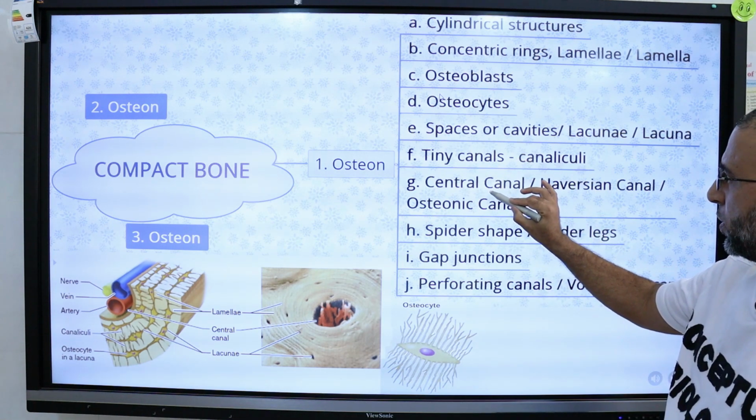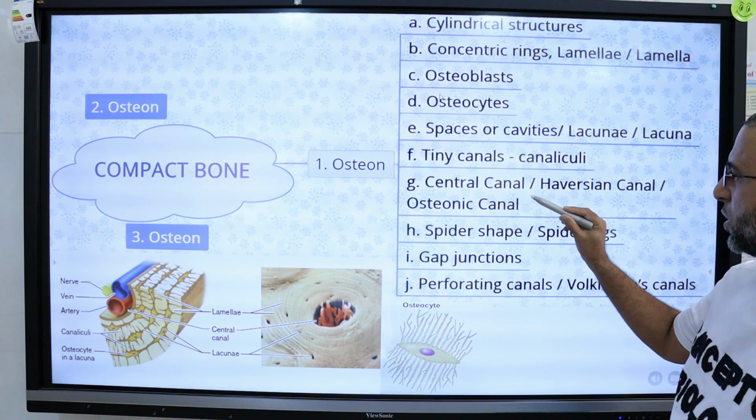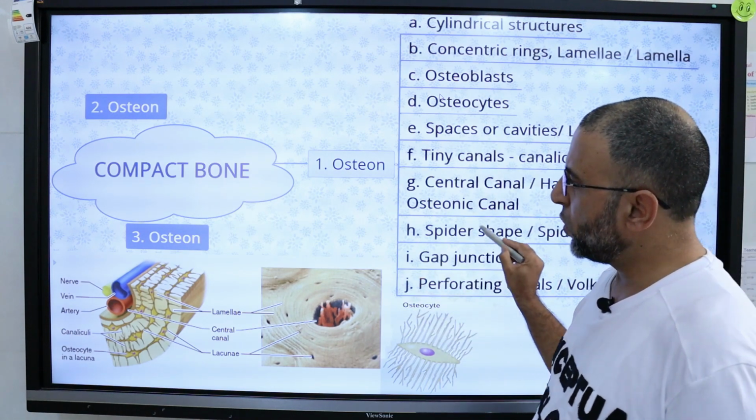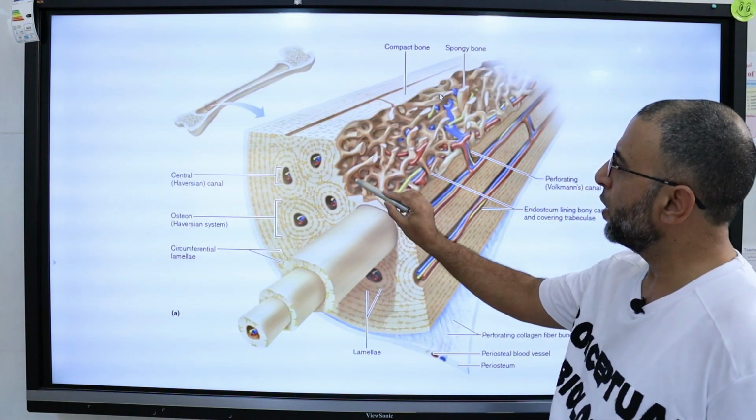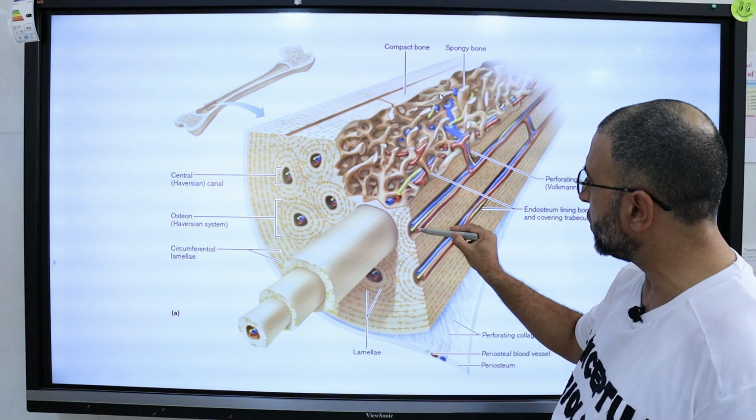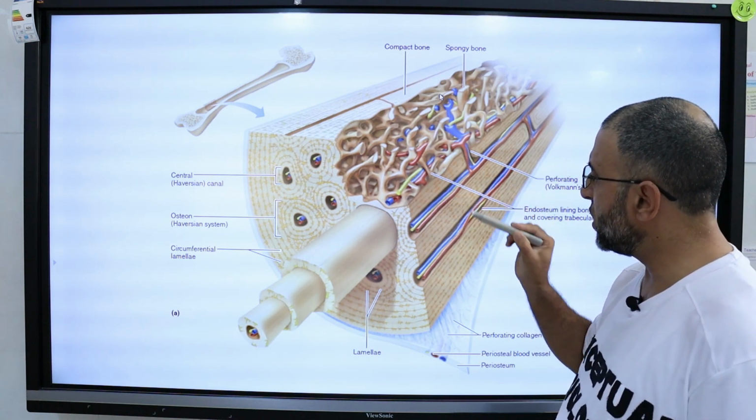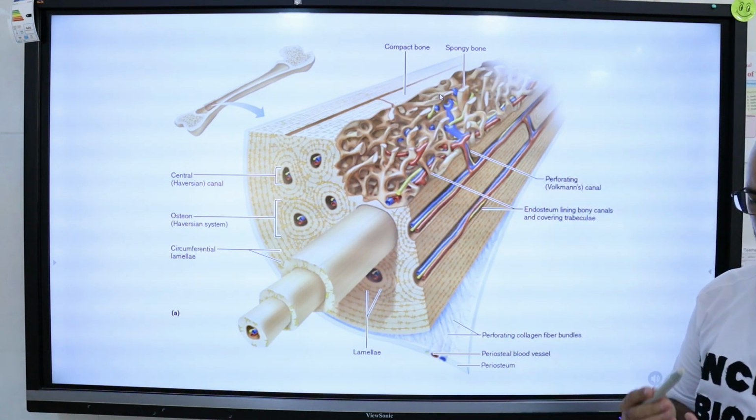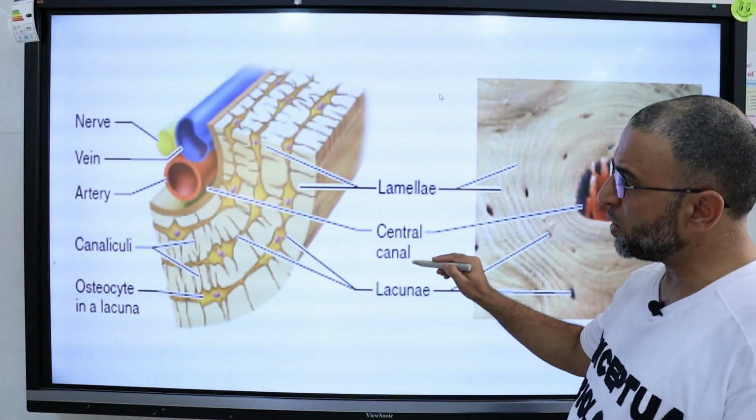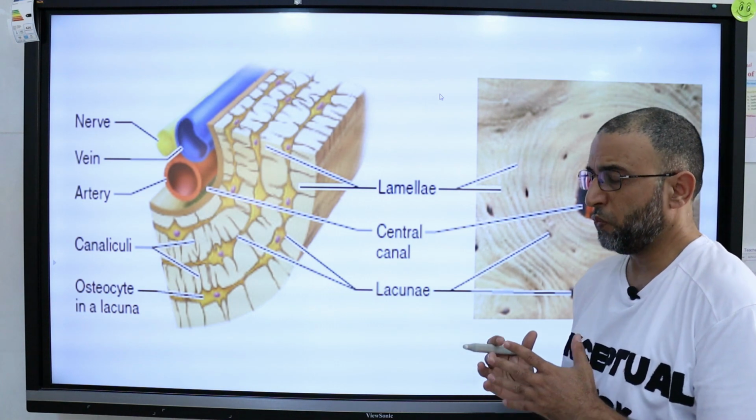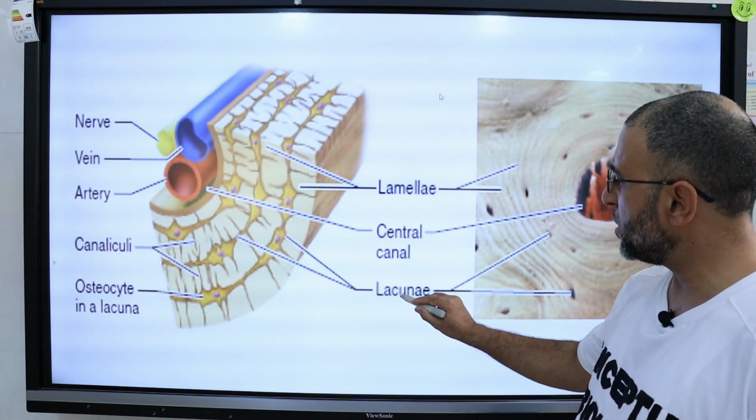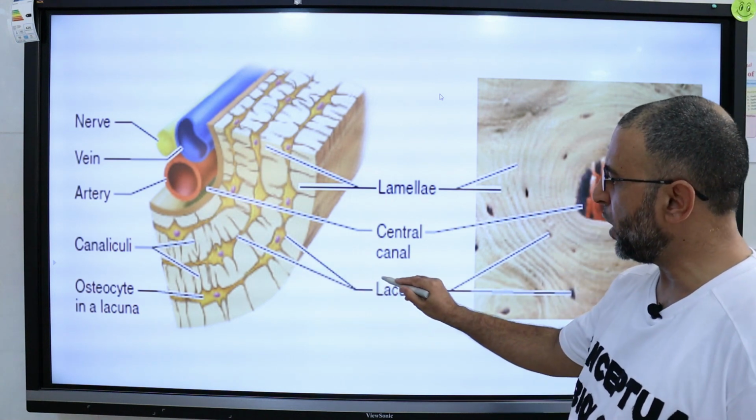Each osteon has a central canal, which is known as the Haversian canal or osteonic canal. So, these are the osteons, and in each osteon this is the central canal, and the central canal has blood vessels, lymph vessels and nerves. These blood vessels distribute food to the osteocytes, which are the living bone cells present in these cavities called lacunae.